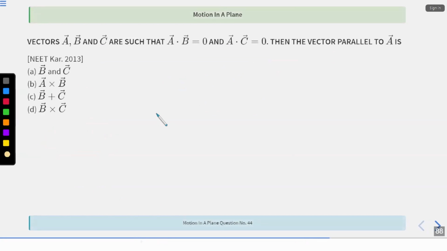So they're telling us that vectors a, b and c are such that a dot b is equal to 0 and a dot c is equal to 0. Then the vector a is parallel to what? So directly we can use the dot product concept here again, and then orthogonality. Orthogonality is nothing but perpendicular.